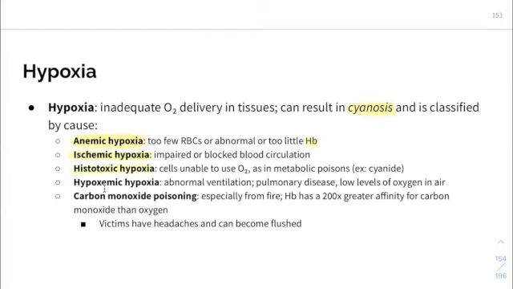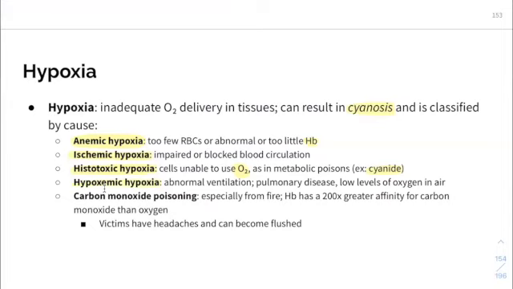Histotoxic hypoxia. So we can't use the oxygen that we have in our system. Something like cyanide. Cyanide blocks some of the processes and we're unable to use oxygen that we take into our system.